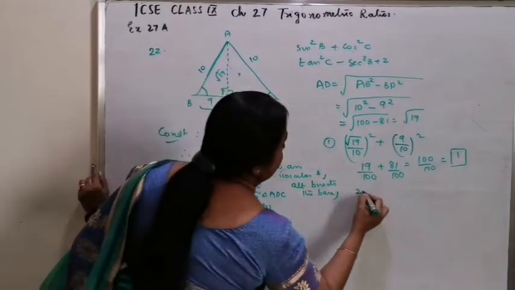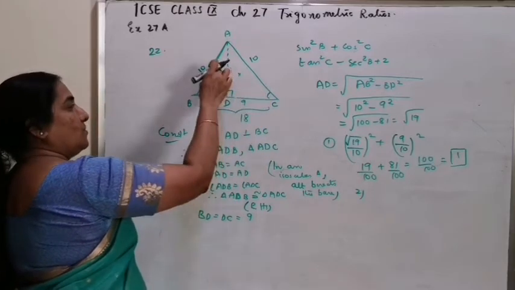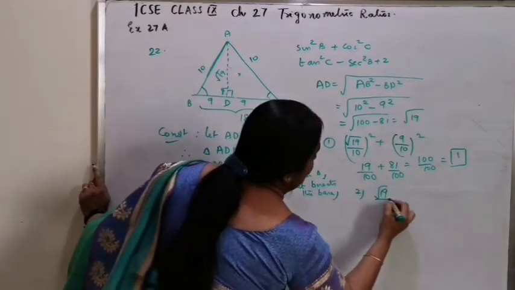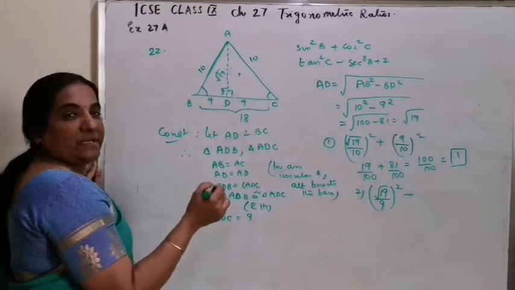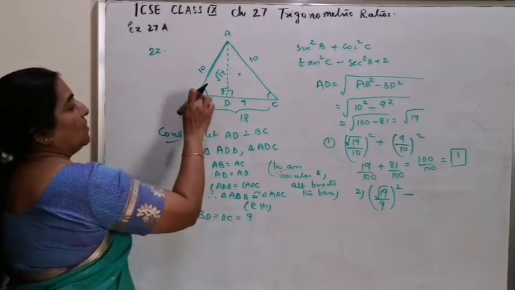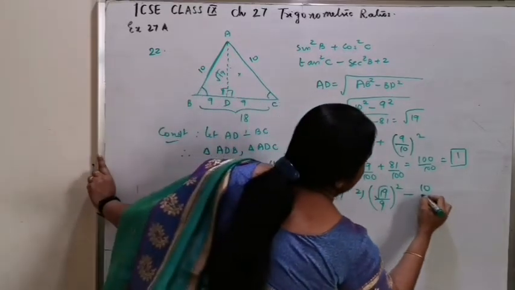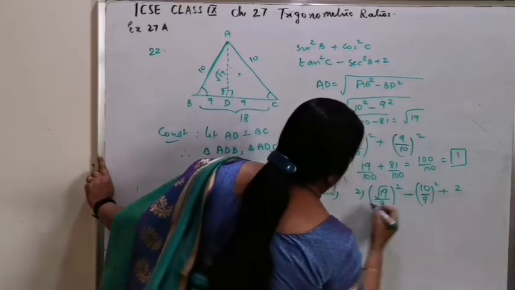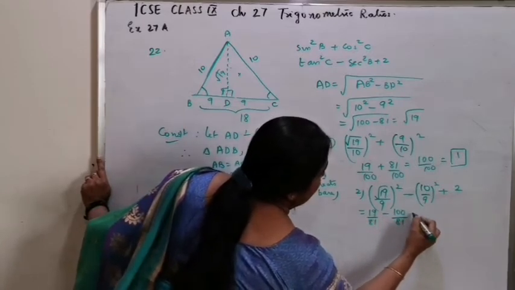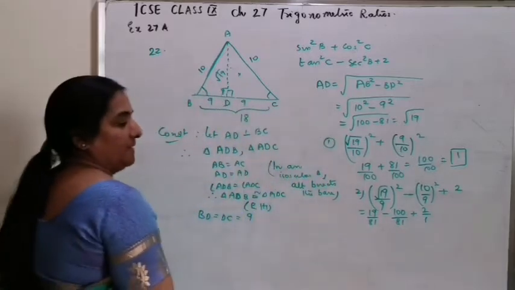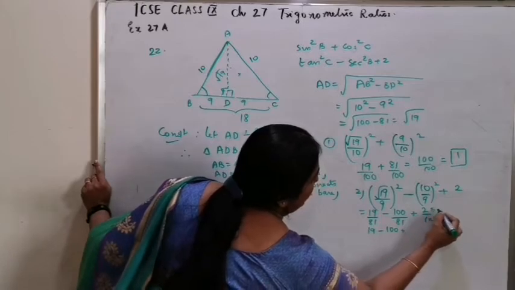The second answer, tan square C. For angle C, tan C is root 19 by 9, the whole square, minus sec square B. Sec is the reciprocal of cos. So cos B is 9 by 10, so sec B is 10 by 9. That is 10 by 9, the whole square, plus 2, which is 19 by 81 minus 100 by 81 plus 2. By the LCM, it is 19 minus 100 plus 2 into 81, over 81.